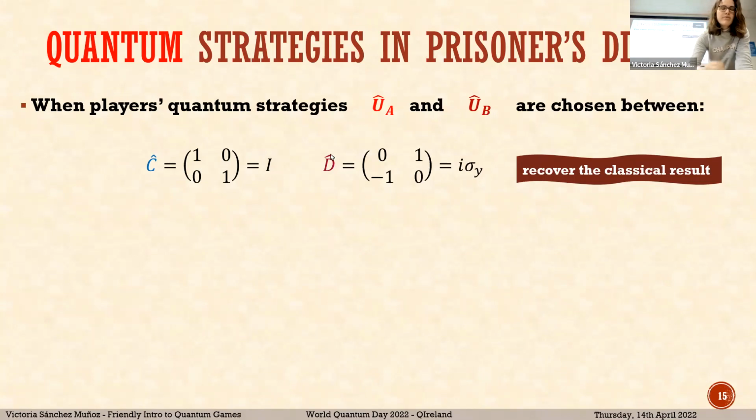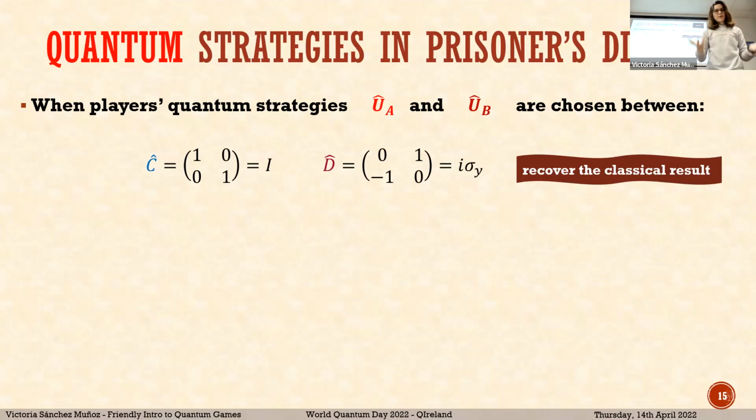D hat is different from defecting. The hat is the operation. Without the hat is the usual defecting. So when the players can choose between this C, the identity, or this D, you recover the classical result. You have the quantum stuff and everything, but if you can only do C, the identity, or D, then the result is the same as if you didn't have this quantum setup.